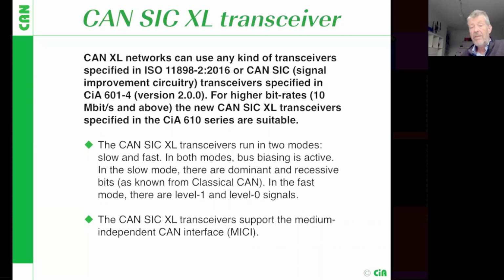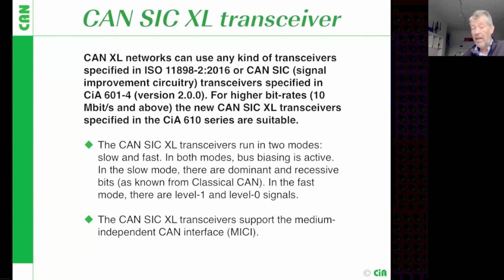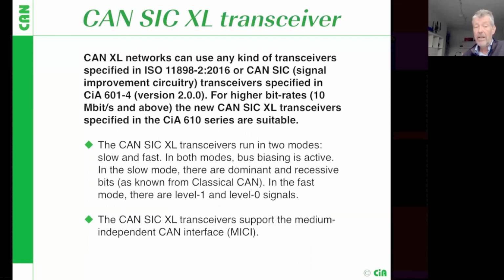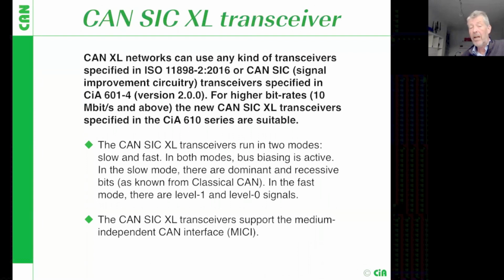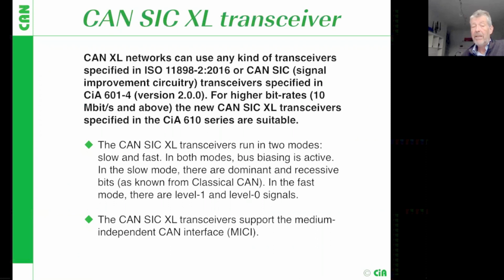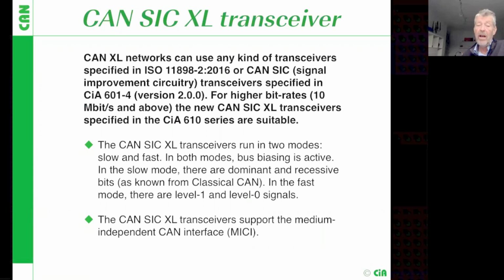Those transceivers run in two modes, in the slow mode and the fast mode. In both modes, bus biasing is active. In the slow mode, there are dominant and recessive bits as known from classical CAN. But in the fast mode, there are level 1 and level 0 signals. So we have different signal behavior now.